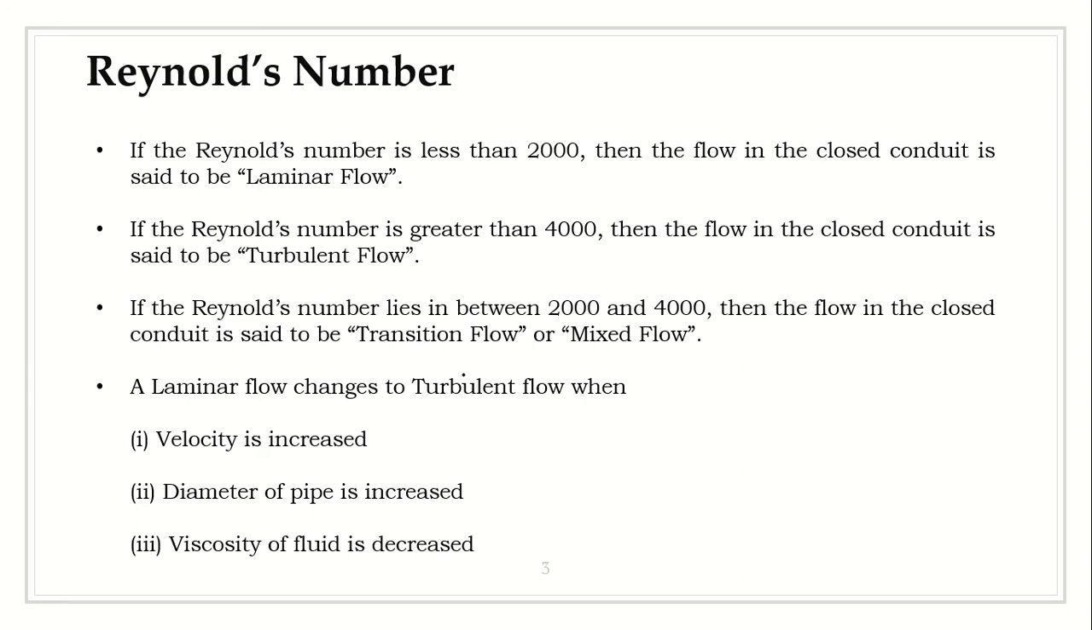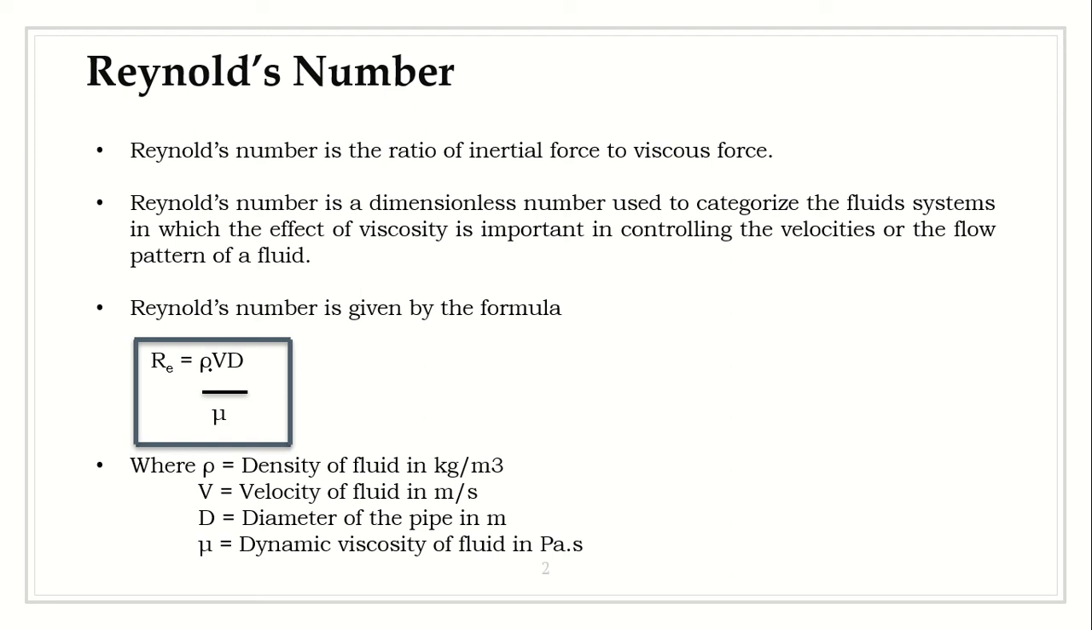This flow, when it is changing from laminar to turbulent, will happen based on three parameters. Now we are saying Reynolds number is rho Vd by mu, means here Reynolds number and V are directly proportional to each other, correct? So once your velocity increases, obviously your Reynolds number increases. What is the meaning of Reynolds number increasing? It means the flow is changing to turbulent.